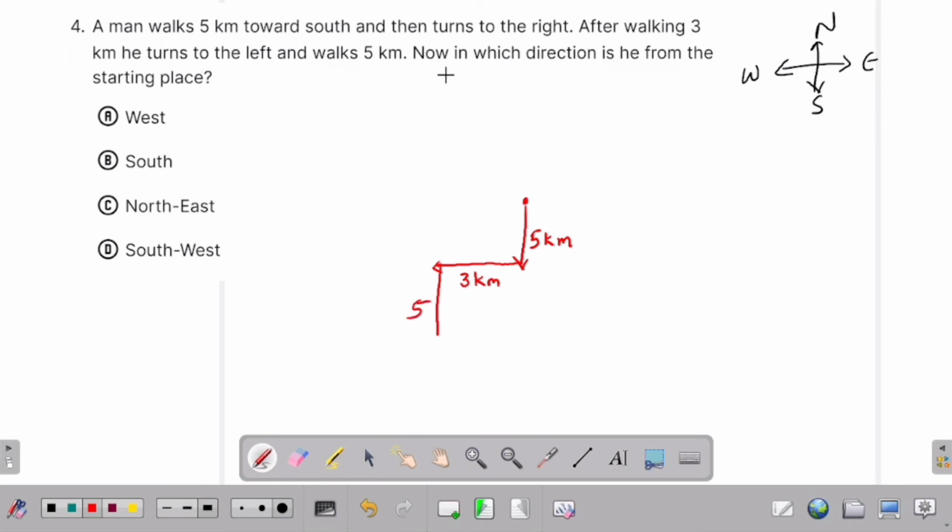5 kilometers again. Now in which direction is he from the starting place? So his ending position is this one. Suppose this is X, the starting position, and this is Z, the ending position. Now from the starting position, in which direction is he? That is the question. So this is the starting place, and he is now here. If you draw it like this, you will know.